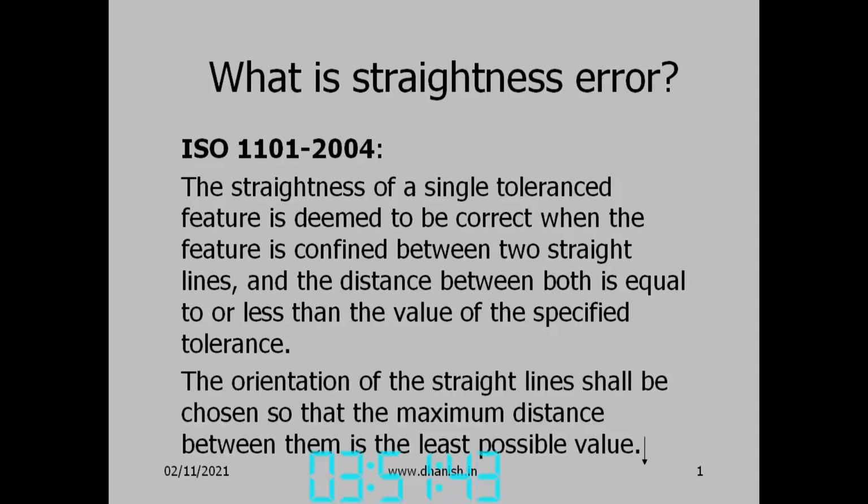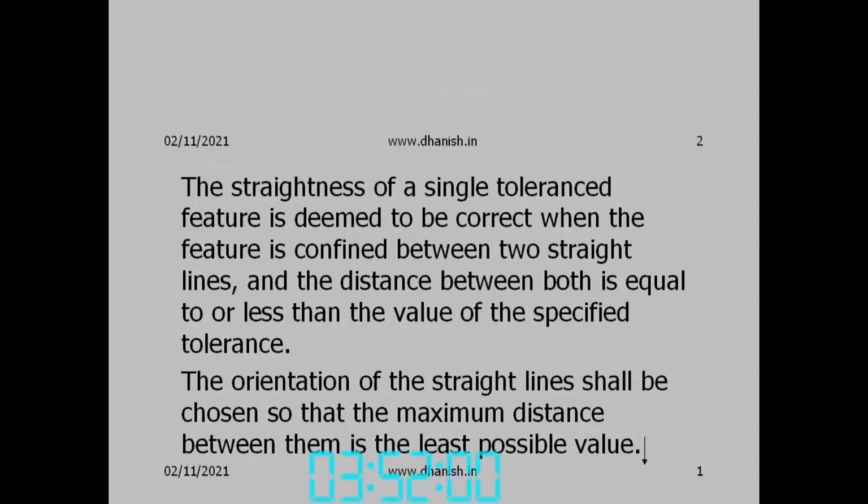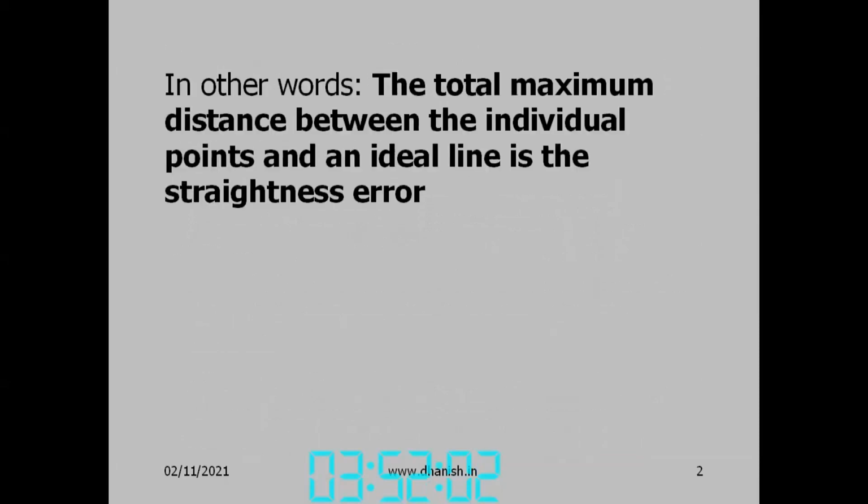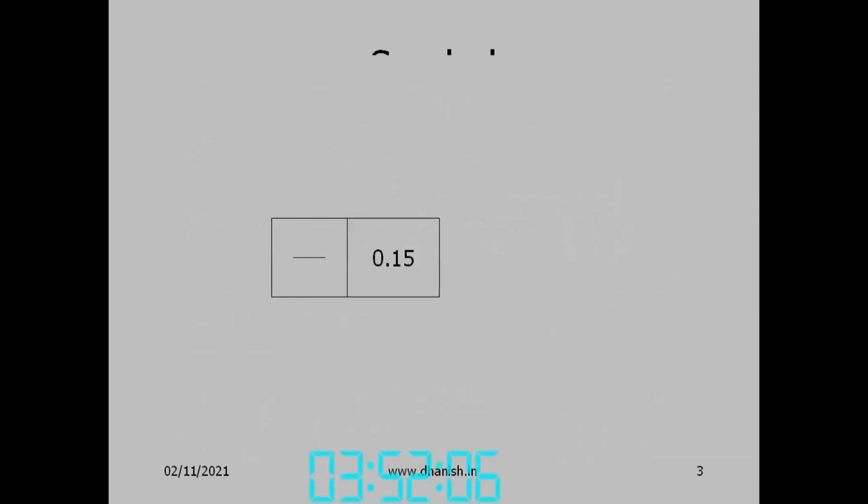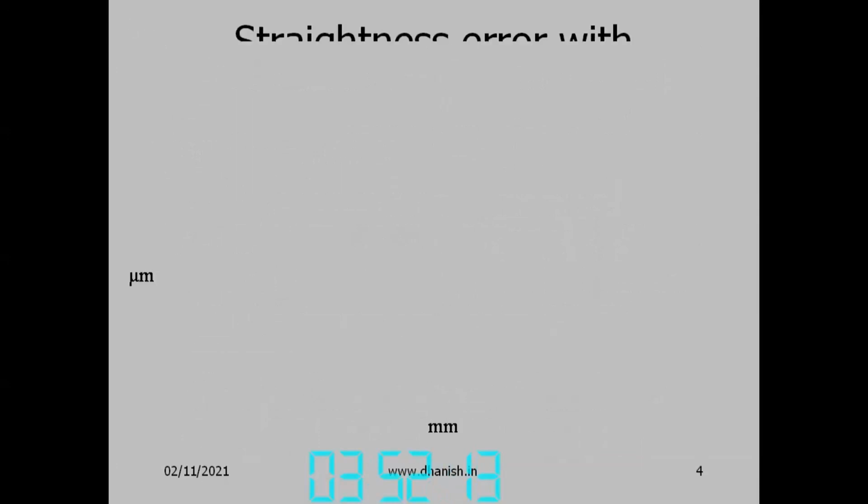So how should these straight lines be oriented? They should be oriented so that the maximum distance between them is the least possible value. So we are drawing two lines, and we can align the lines such that the distance between them is a minimum. In other words, this is my interpretation. We can skip this. The symbol we have already seen.